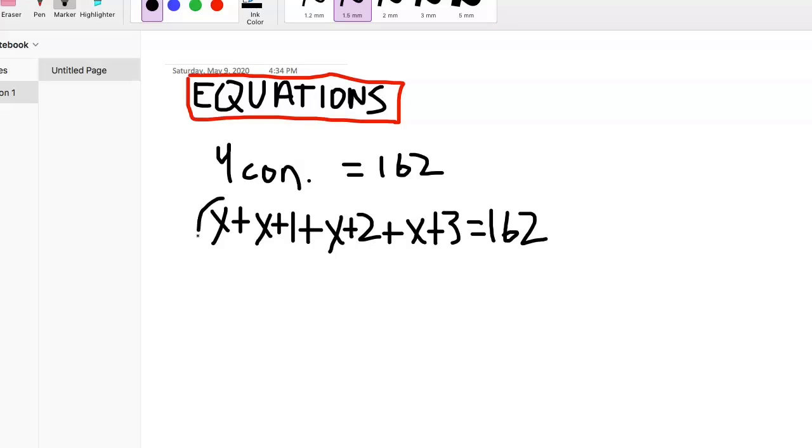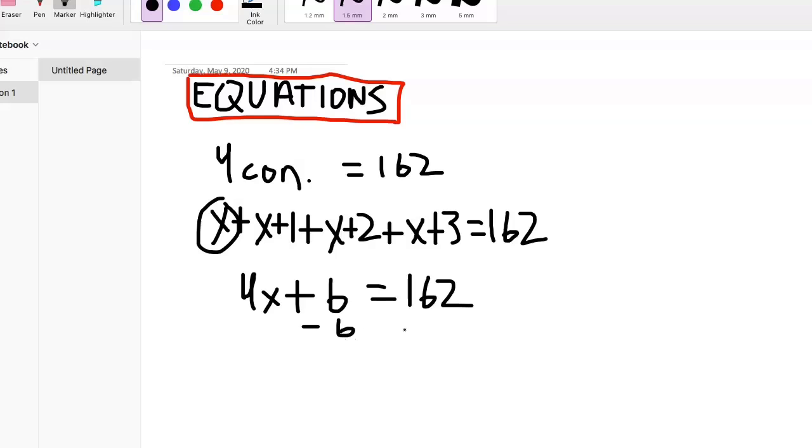Okay, so how many x's are there? Right, there were 4, because they said 4 consecutive. Or you can count them just to make sure you did it right. Okay, so we got 4x. And then we had x plus 1 is a number, plus x plus 2, plus x plus 3. So we got 3, 2, and 1. If we add those together, we get 6 equals 162.